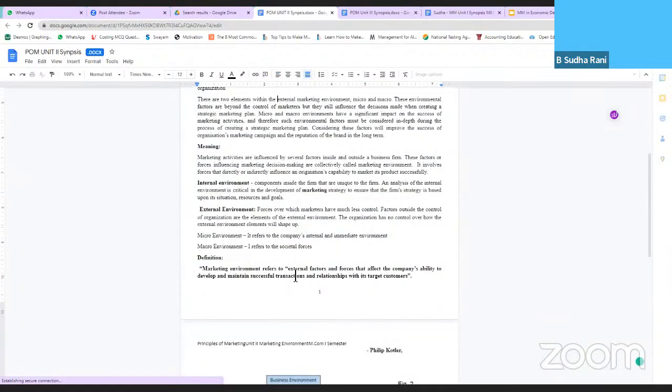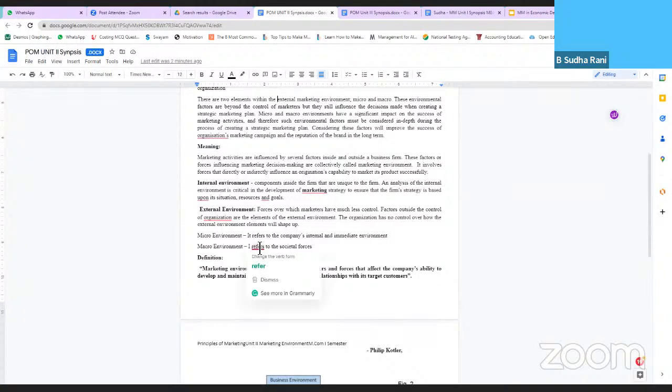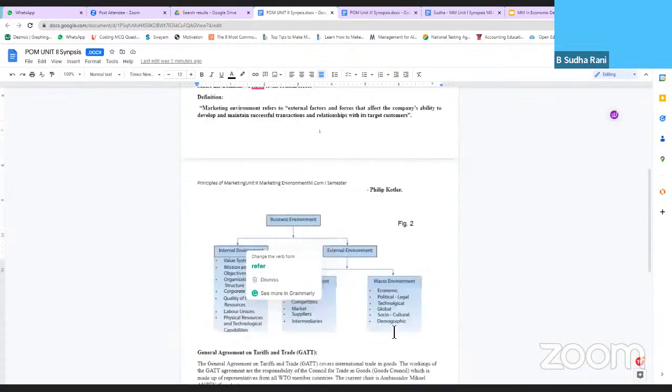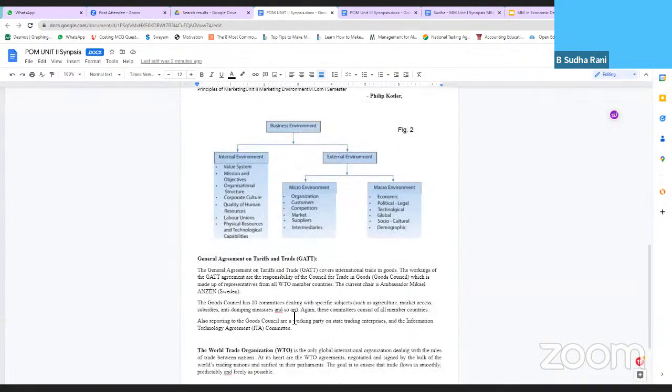Micro environment, internal micro environment, we also can call it an internal environment. And macro environment, we also can call it an external environment, which is related to the societal factors. So let us understand the elements under each of these environments. See here, business environment, internal environment, external environment. Under the external, I mentioned macro.